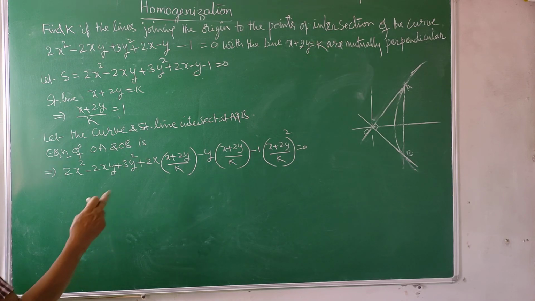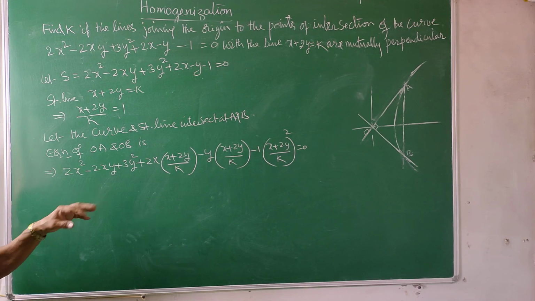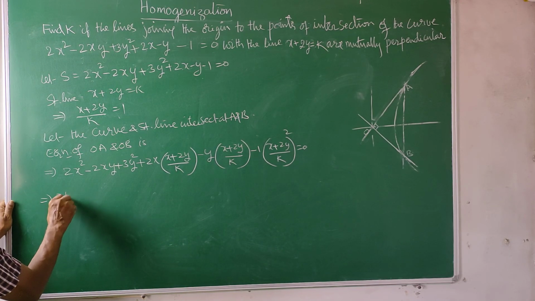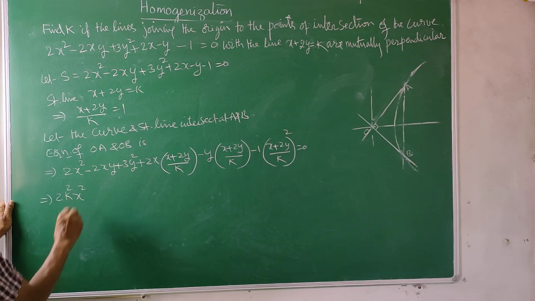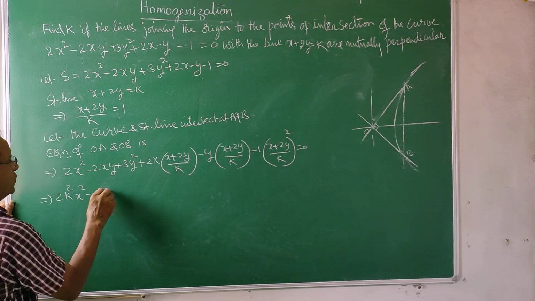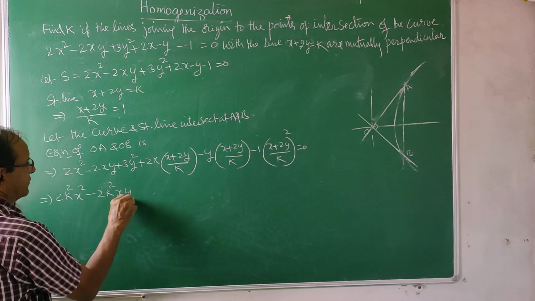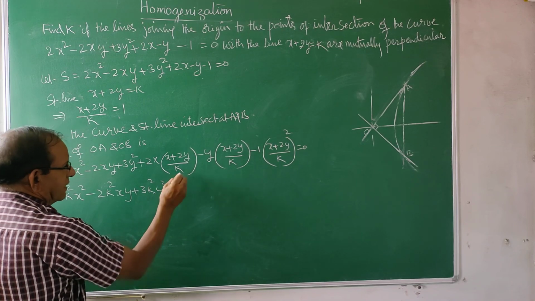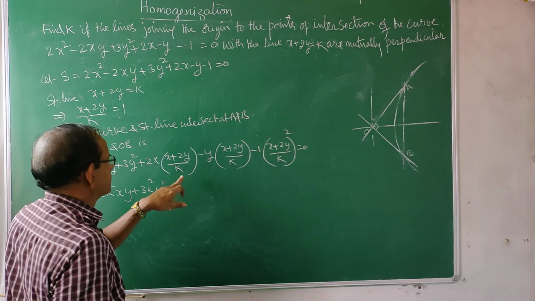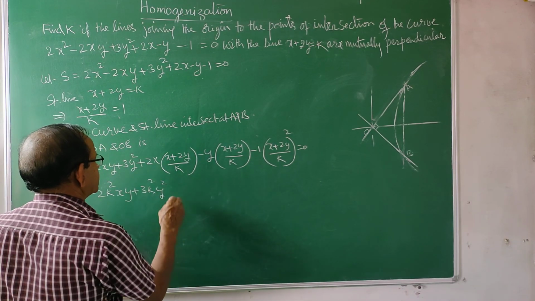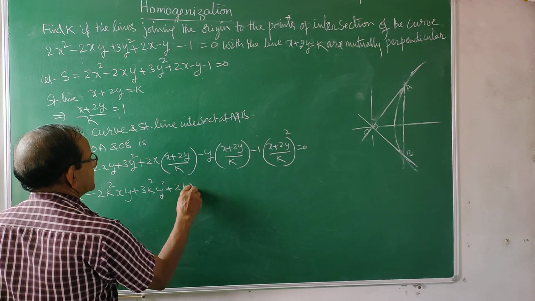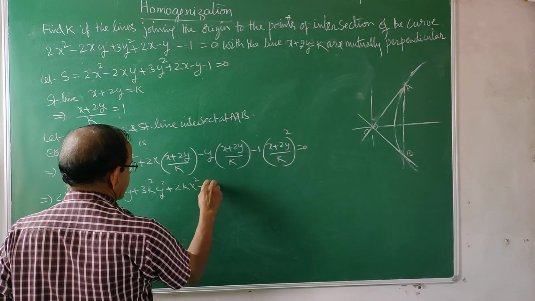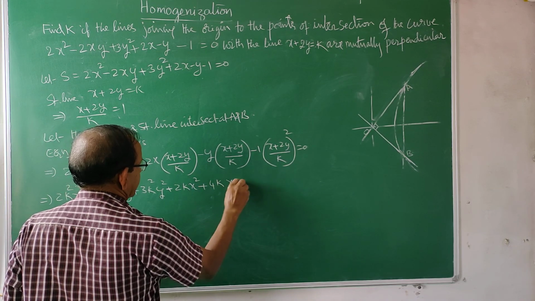Now k square is the LCM. Take the LCM and cross multiply. That is 2k square x square minus 2k square xy plus 3k square y square. Already k is there, so it goes k times. So 2kx into x is 2k x square, 2kx into 2y is 4k xy.